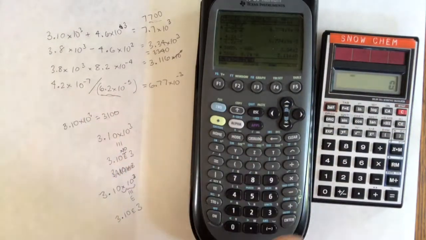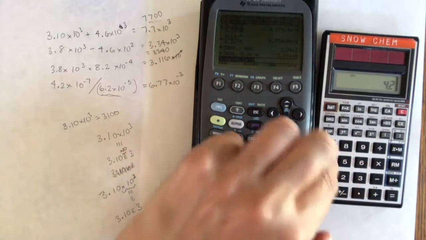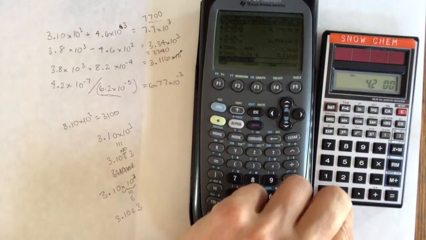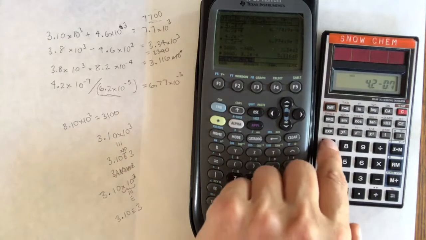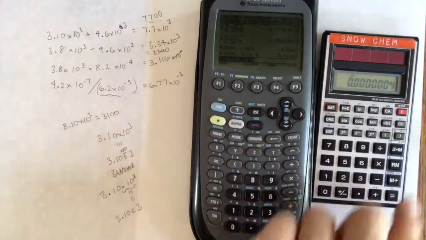So I have 4.2 times 10 to the negative 7. So I put that in, 4.2, hit the exponent. And then I have a negative 7, so I'm going to hit this plus minus to get a negative, and then I do the 7. And then I'm dividing, so I do divide.